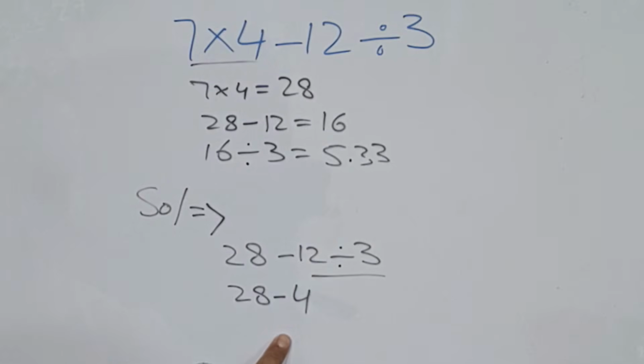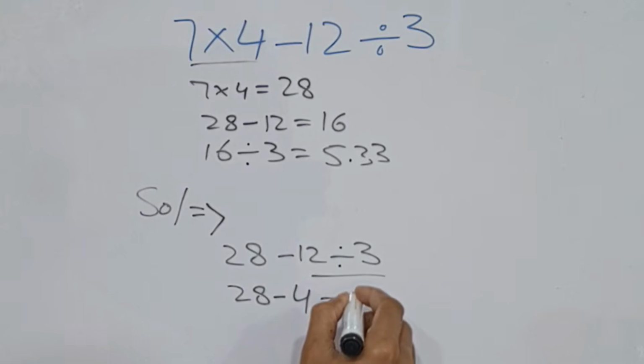Now subtract: 28 minus 4. 28 minus 4 equals 24.